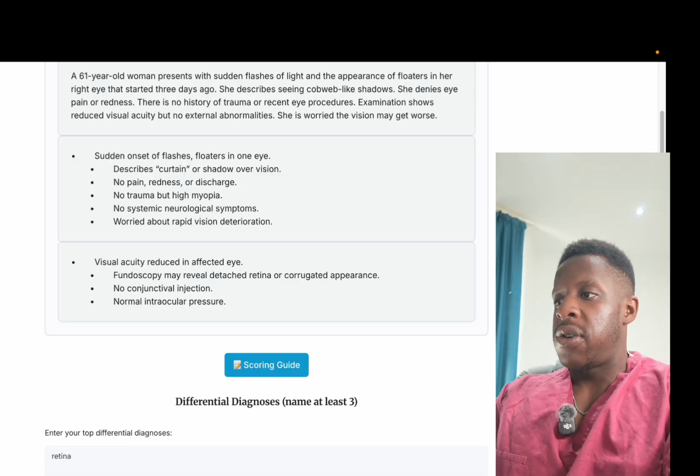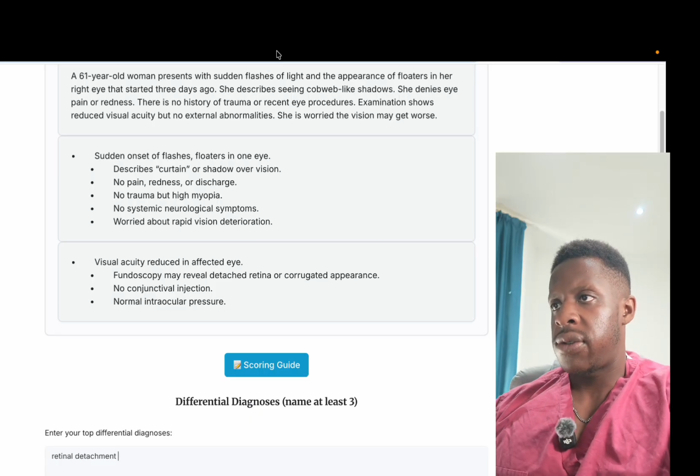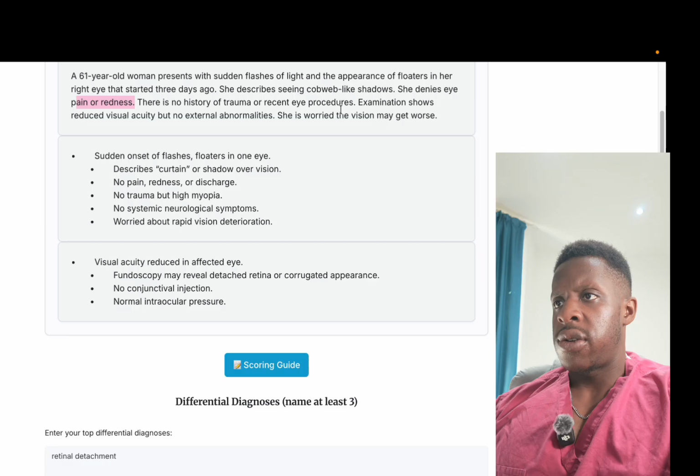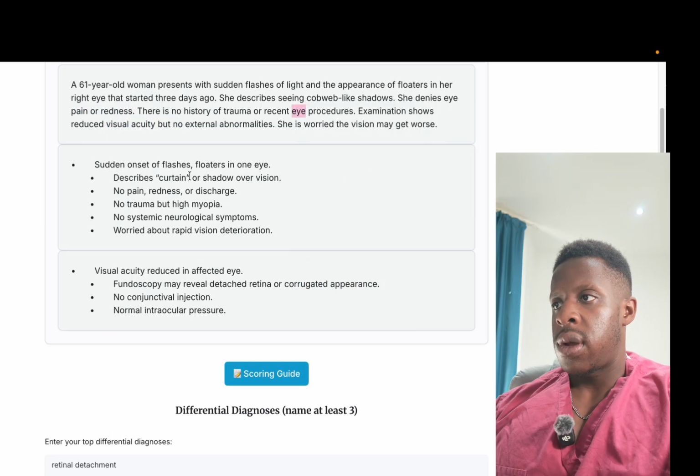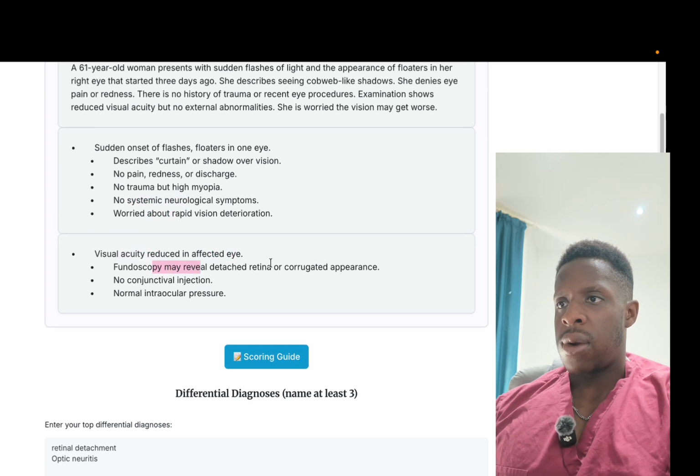Okay, so what are we thinking for the differentials? I think the first one I'll probably say retinal detachment. That seems to be a reasonable guess. No redness or pain, it seemed to have just happened. She was worried the vision may get worse. Maybe another one, optic neuritis or something like that, even though it's much lower on my list. Visual acuity is reduced in the affected eye, and fundoscopy reveals detached retina, corrugated appearance.